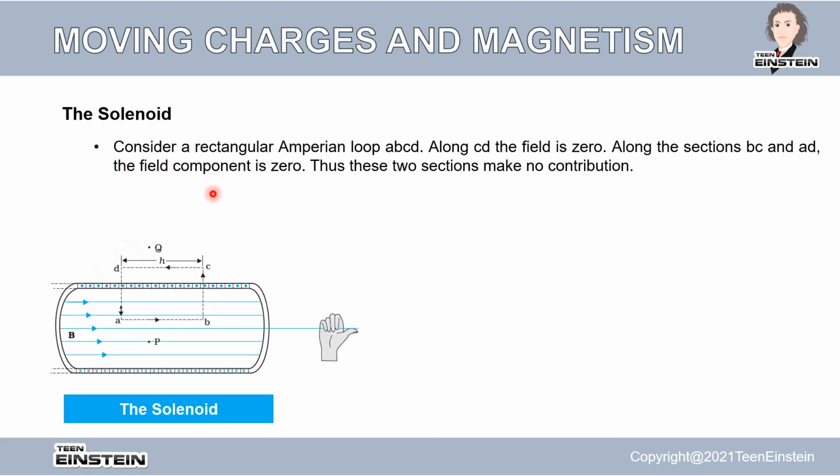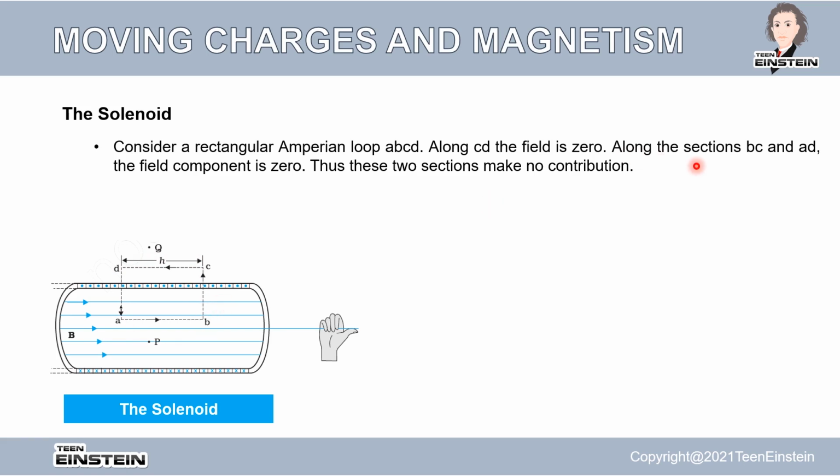Now let's consider a rectangular Amperian loop ABCD. So this is a solenoid. Here the blue dots again represent the current coming out of the plane and the cross marks represent the current going into the plane. B is the uniform magnetic field produced inside the solenoid, and point Q is outside the solenoid where the magnetic field is again negligible. So we are going to form an Amperian loop which is rectangular. ABCD is the rectangular Amperian loop. Now we have to find out the magnetic field along each side of this loop, along the circumference of this loop.